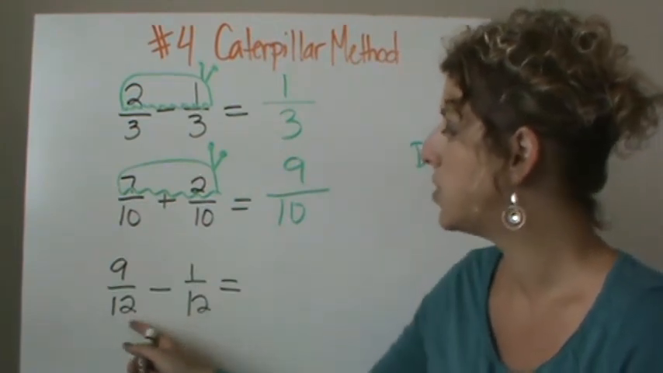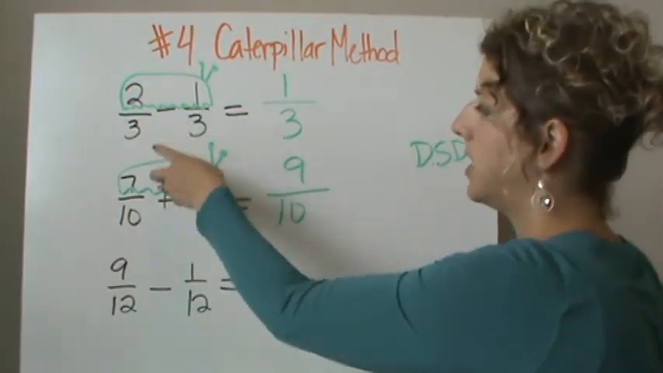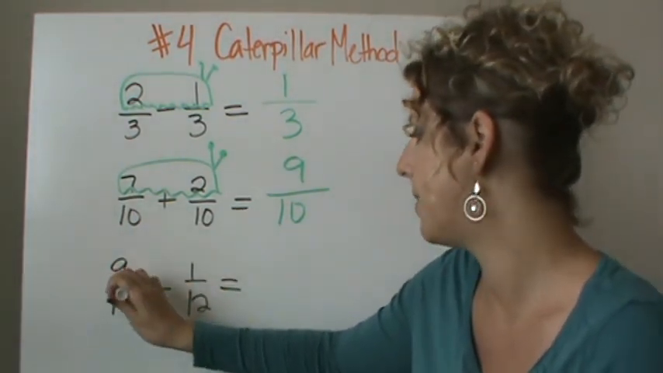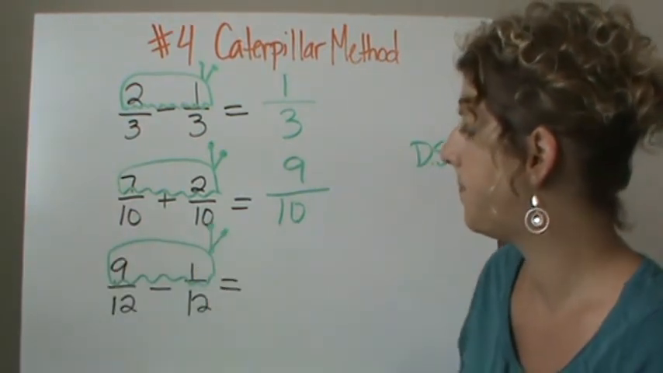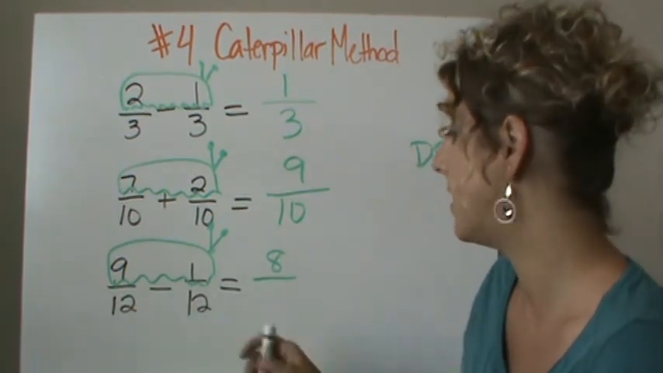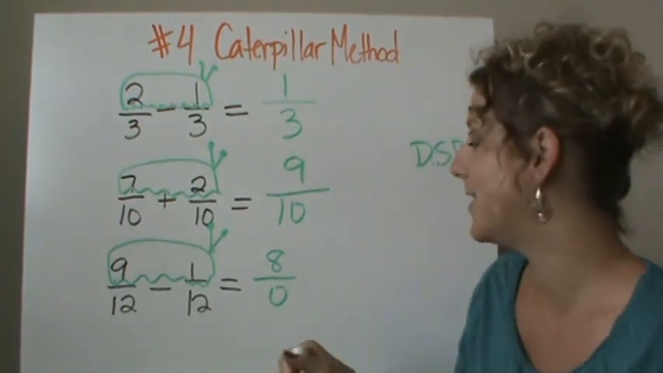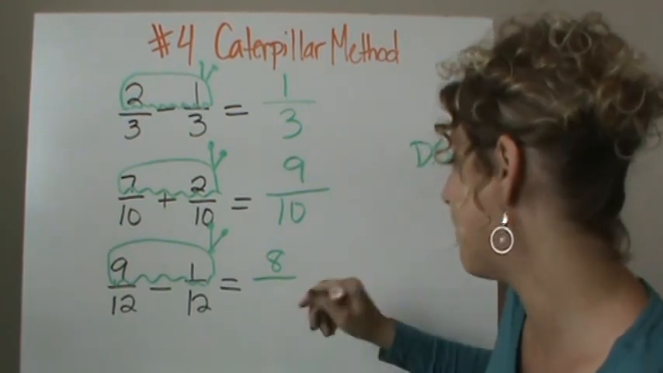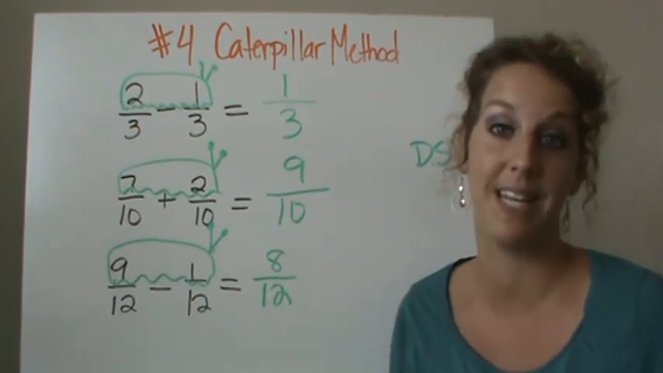The last one, 9/12 minus 1/12. Now we keep switching back and forth from addition to subtraction, so we want to make sure we look at the operation. We draw our caterpillar, and you can get as fancy as you want, or as simple. You have 9 minus 1 is 8. Then 12 minus 12 is 0. Don't subtract denominators. So 8 zeros, that doesn't even make sense. We want to keep the denominator 12. Make sure you don't subtract denominators either.